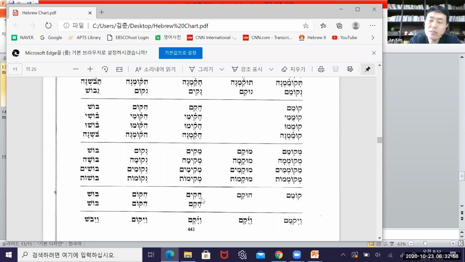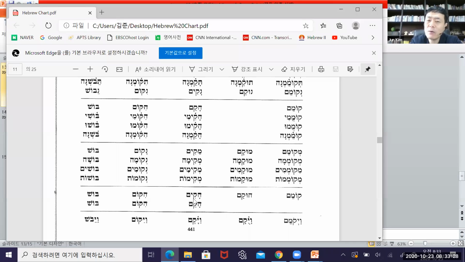Then the question is, what we have is not the second. We need to go for the secondary clue, which is the vowel point. We have zere yod. So now you are confused. Oh, according to our verb chart, it must be zere or hirek yod. And one more time, we have zere yod. Then what are you going to choose between these two?